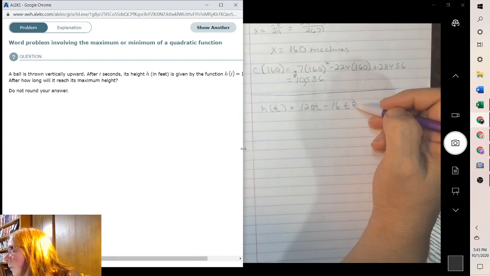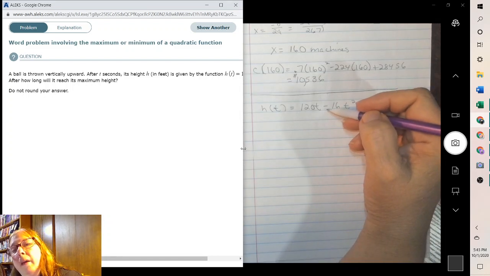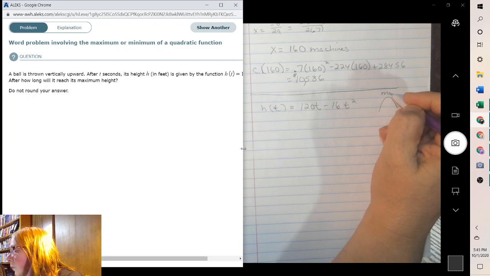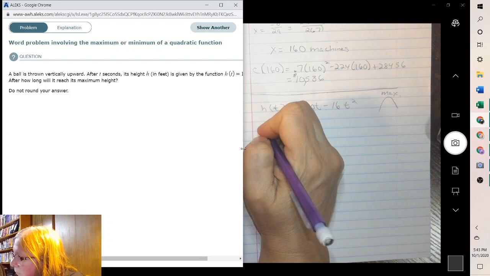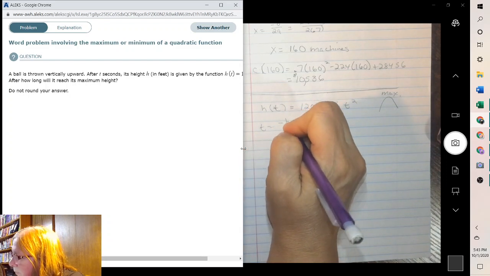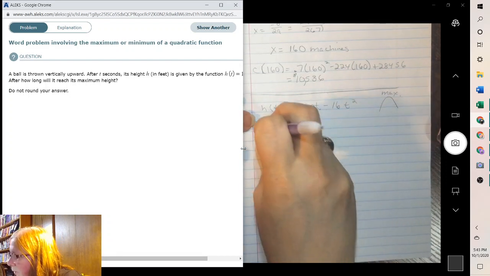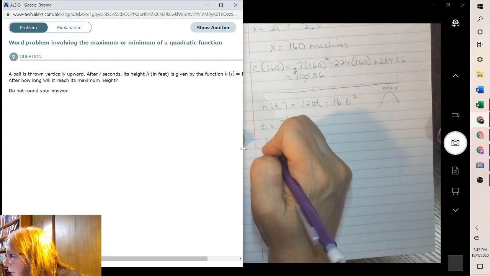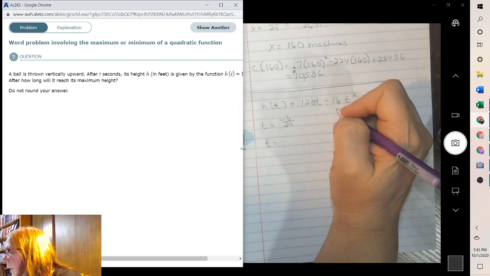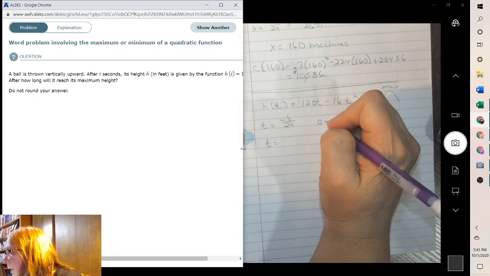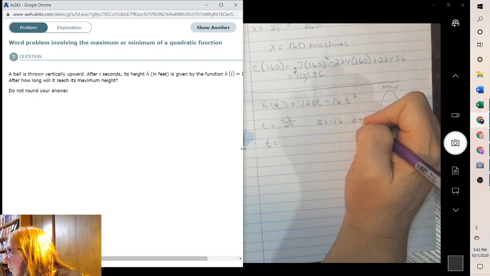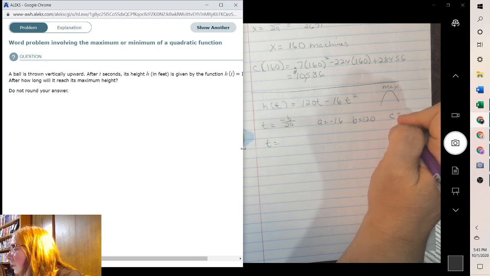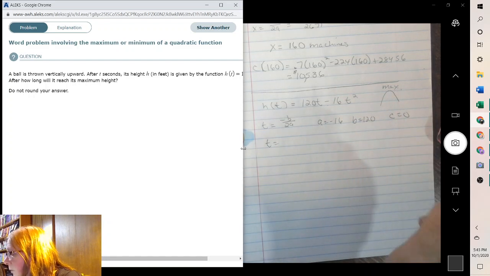We know it's a parabola because it's squared. We know the parabola is going down because it's negative. So the vertex would be where we'd hit our maximum. So we have t equals negative b over 2a. When we plug that in, remember that a is with the squared term, so a is the negative 16 and b is the 120. If you needed c, c would be 0 because there is not a constant.